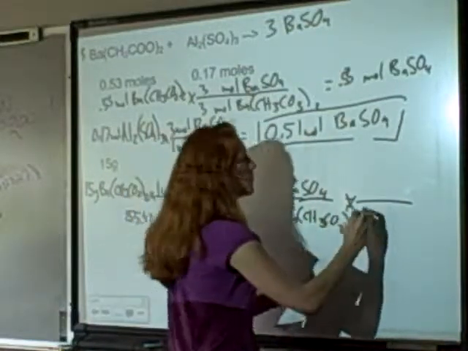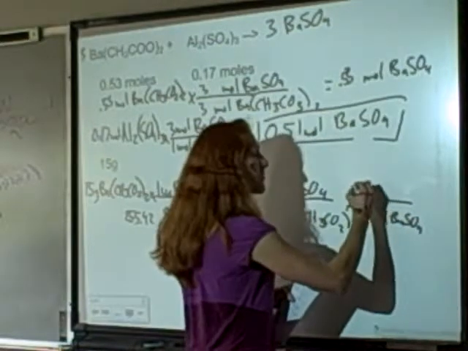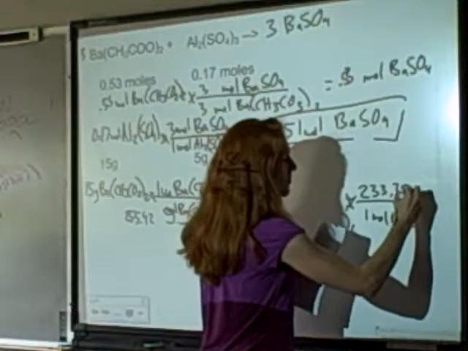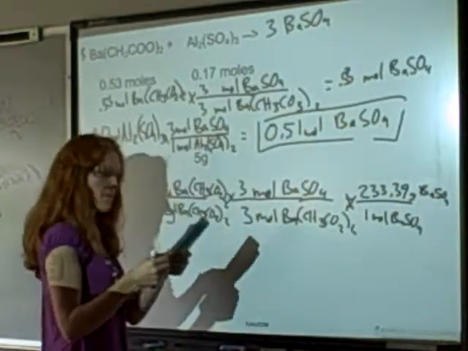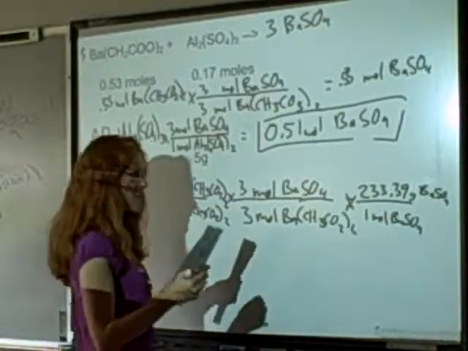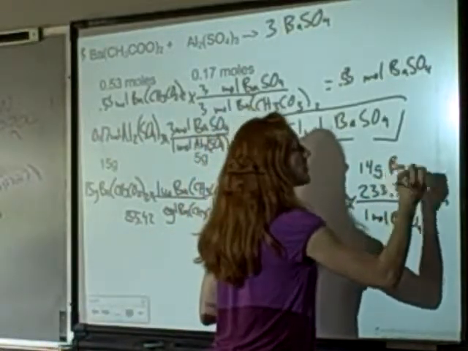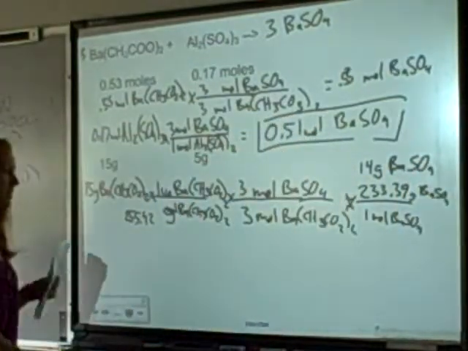So for every 1 mole of BaSO4, I would have had 233.39 grams of barium sulfate. All right, so I have enough barium acetate to make 14 grams of barium sulfate. Let's see how much barium sulfate I can make with the aluminum sulfate.